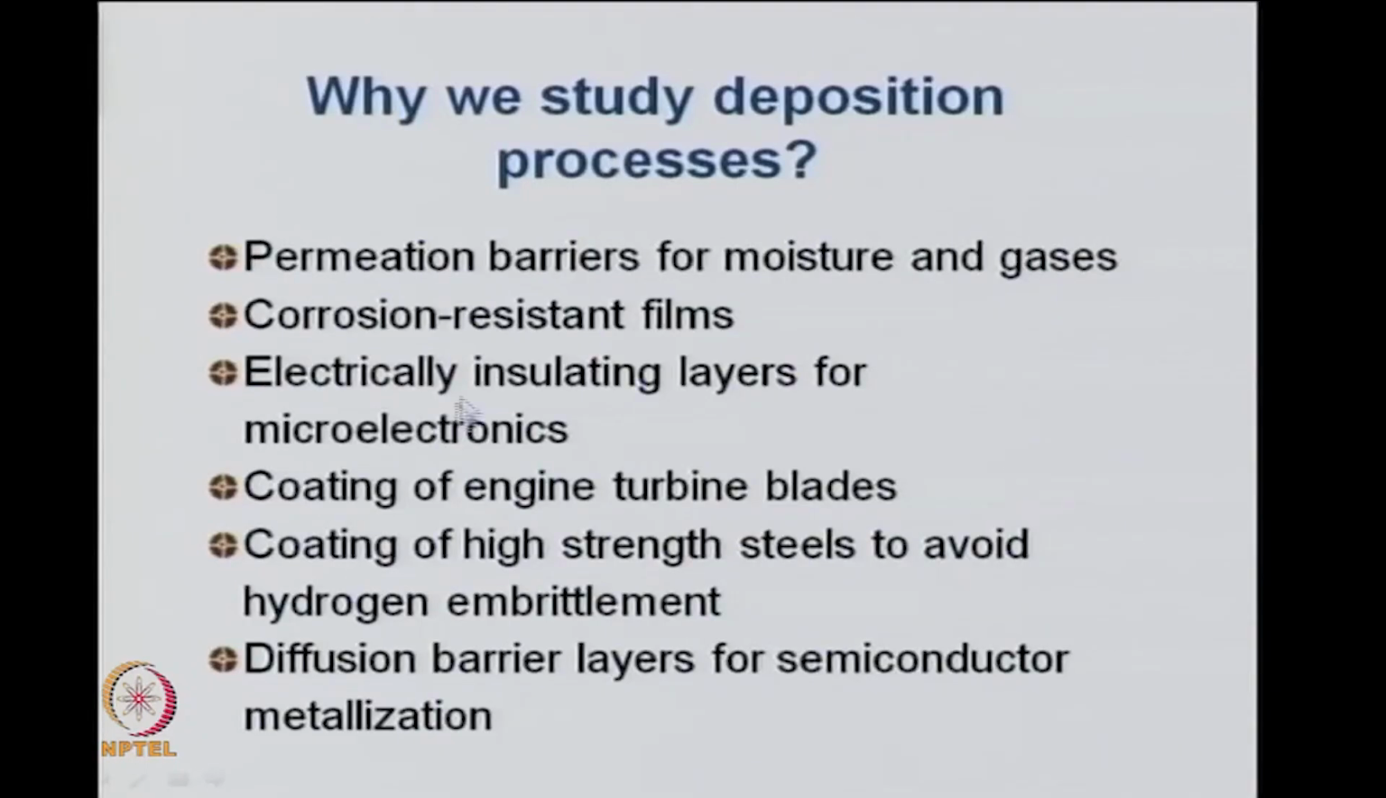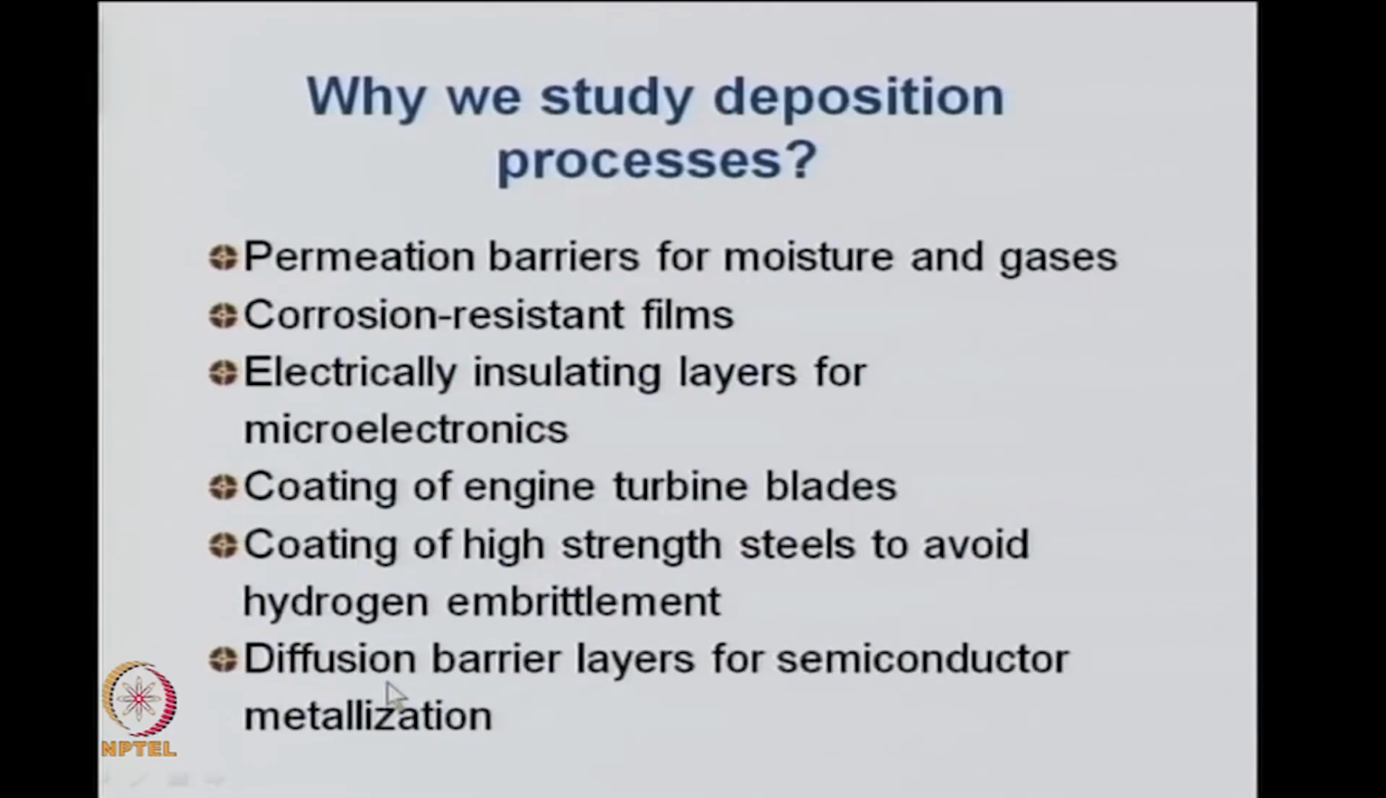You can make electrically insulating layers for microelectronics. So, if you have electrical wires which you want to insulate from adjoining wires, you can make insulating layers. You can make coatings of engine turbine blades to enhance their longevity and life. You can coat high strength steels to avoid them becoming brittle due to hydrogen. Normally, hydrogen leads to brittleness in the steels, so you can avoid that by coating some material using the CVD technique.